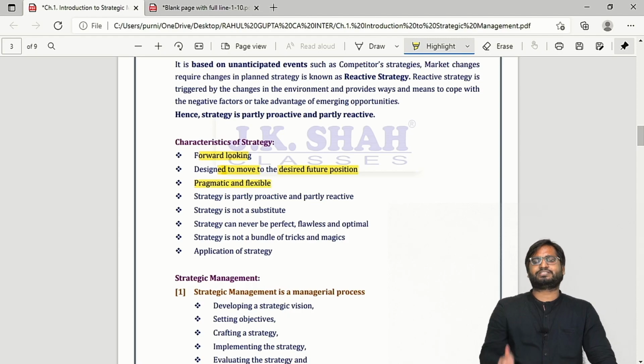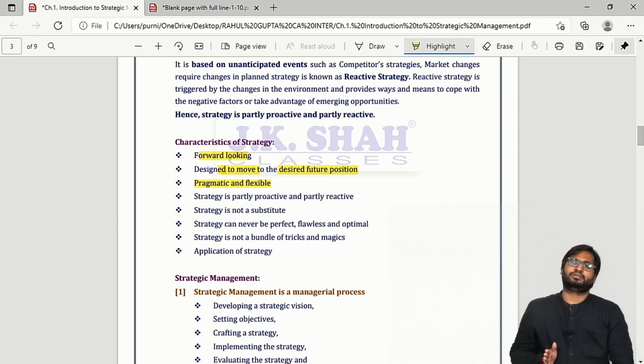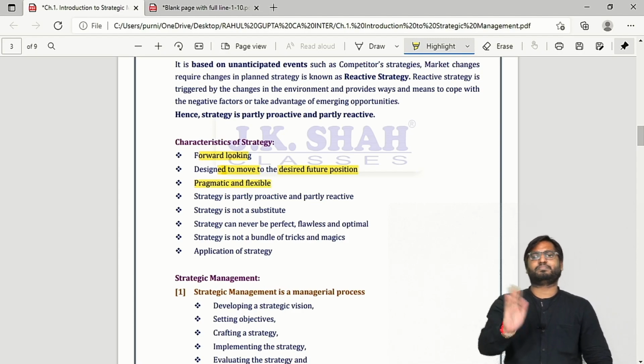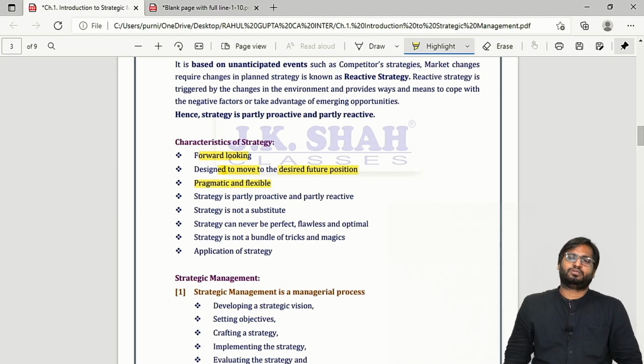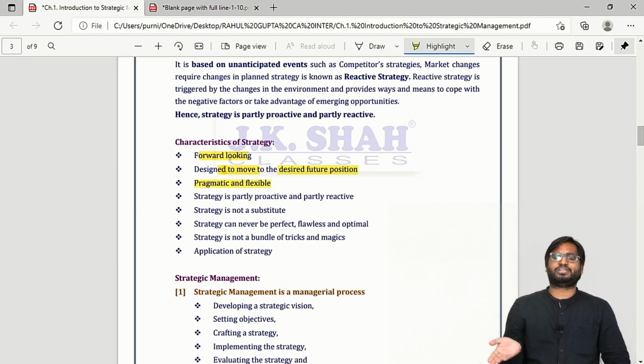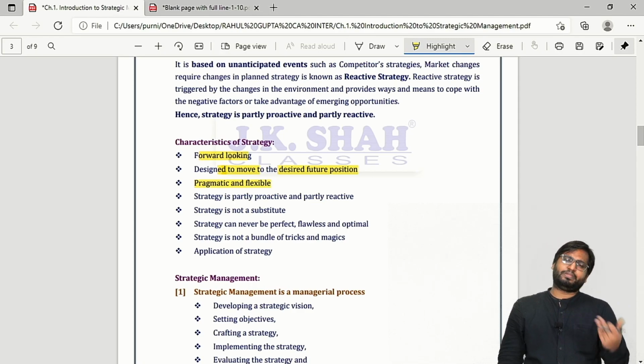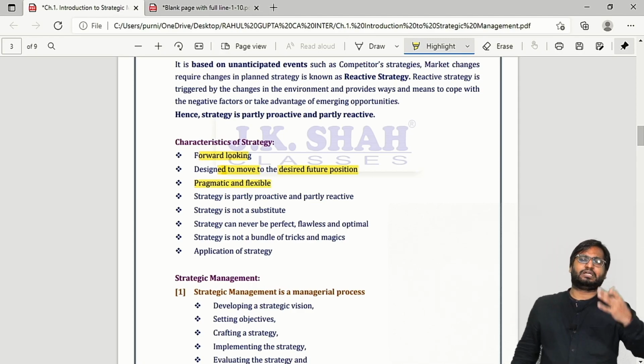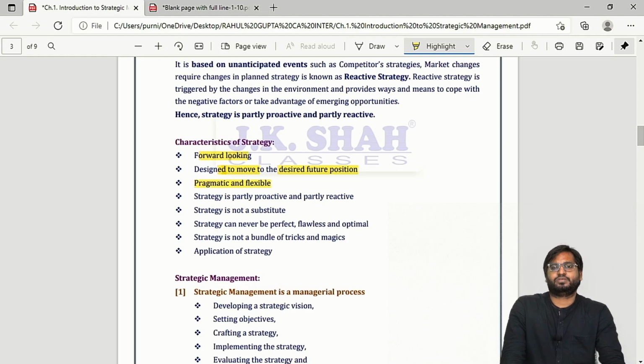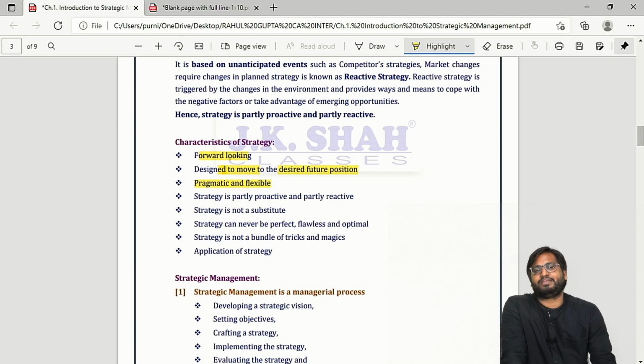Flexible. What do you understand by flexible? In simple language, flexible means something which you can change. As you know, the environment is very uncertain, very hostile, very dynamic. It changes, right? So you should be able to change your strategy depending upon your situation. You should be able to adapt. So this was your pragmatic and flexible.